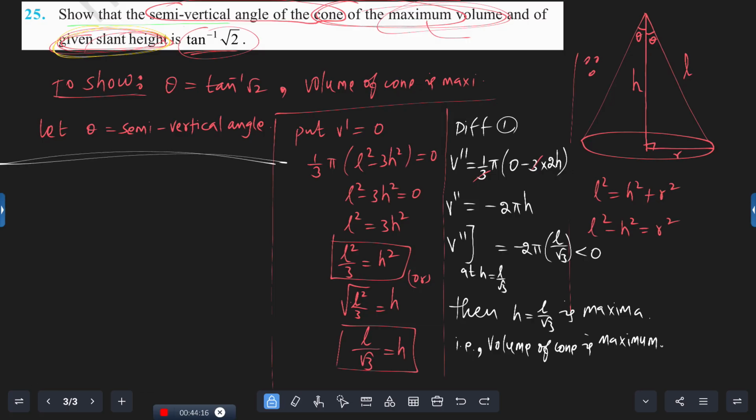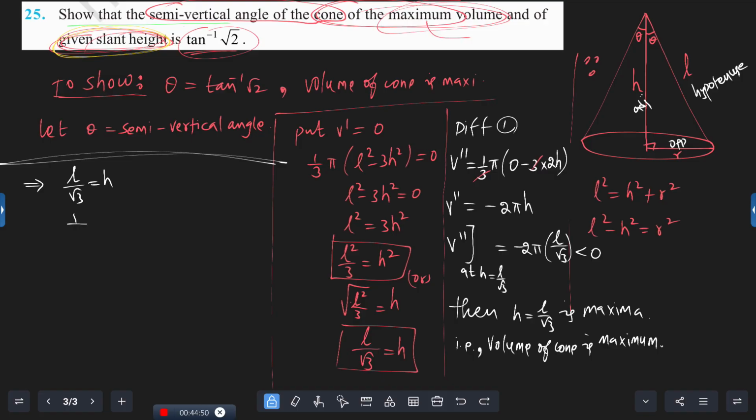Okay, I'm using whatever we got. This one I'm taking. I have L divided by root 3, which is equal to H. Children, listen. Don't waste your time. First, see the diagram. I have angle theta here. Theta's opposite side is called opposite. The side opposite 90 is called hypotenuse. The rest of the side is called adjacent. So H is adjacent here.